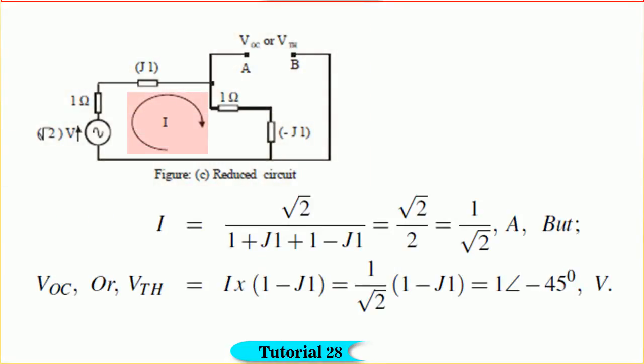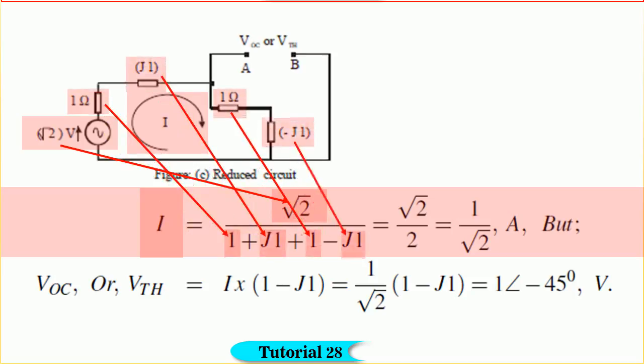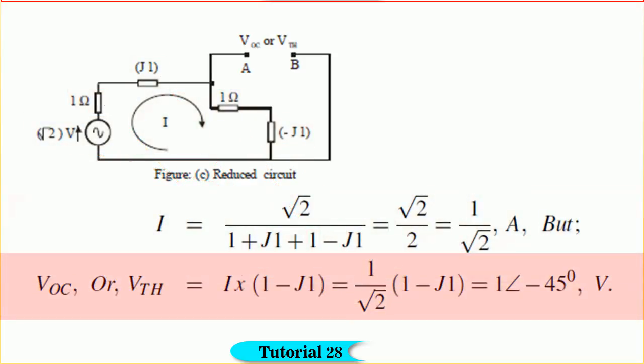From the figure, we find that I is equal to root 2 divided by (1 + j1 + 1 − j1), which will give us 1 divided by root 2 amperes. But V Thevenin is equal to I into (1 − j1), and by substituting the values, we get V Thevenin is equal to 1 angle −45 volts.